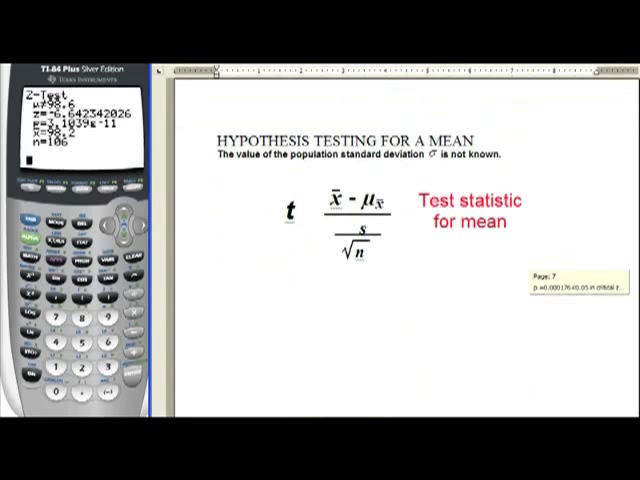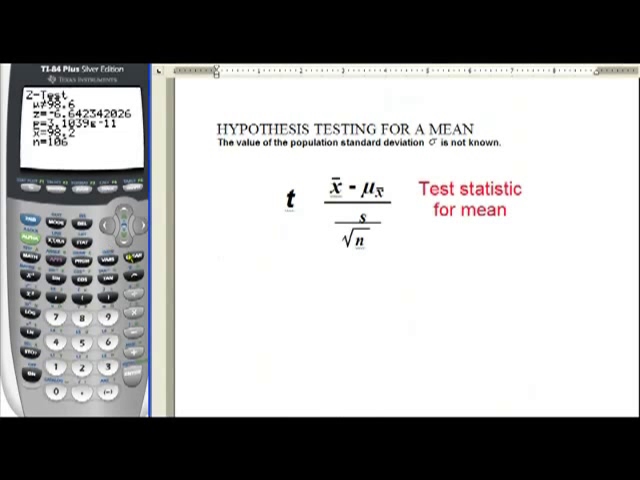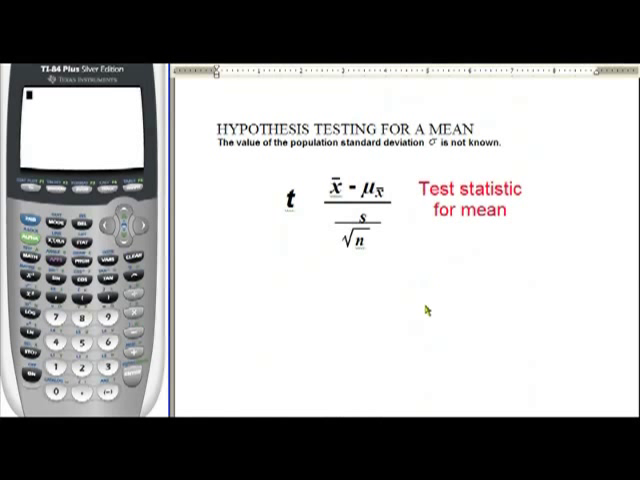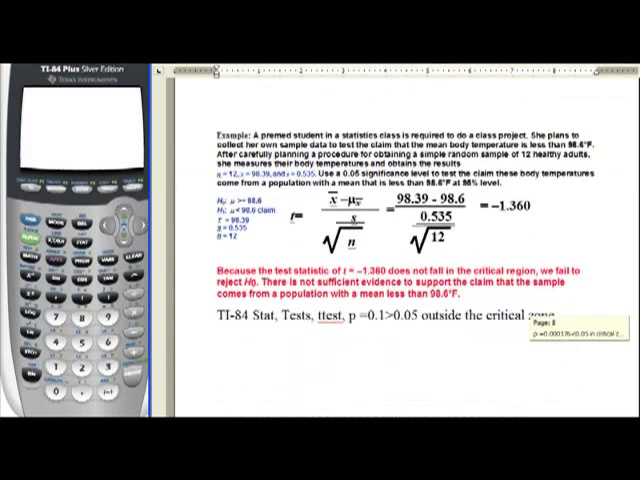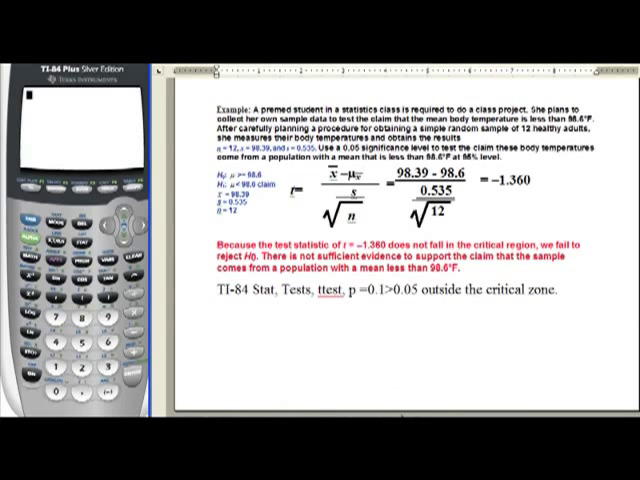Now, let's go see a hypothesis testing. Let me clear this. For mean, again, this time, sigma is not known. I'm missing an equal sign here. So this is the formula you need to use. Let's go to the example right away.